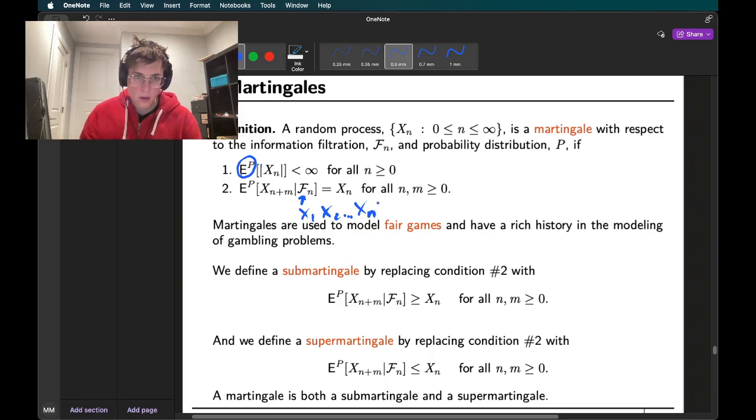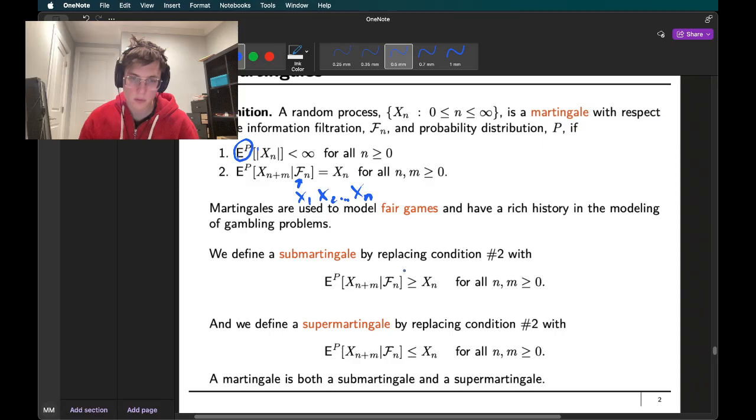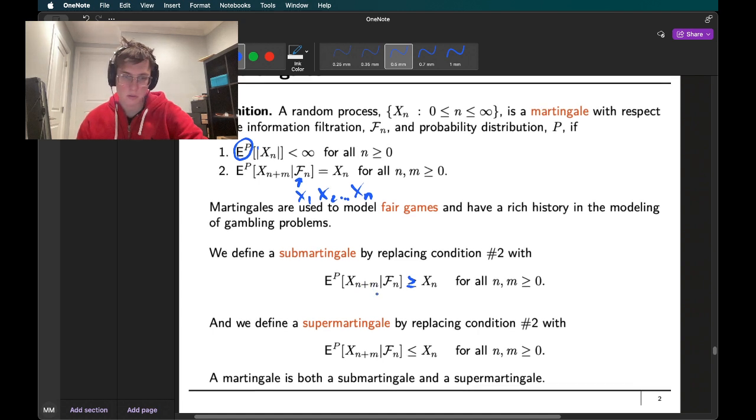Okay. Martingales are used to model fair games and have a rich history in the modeling of gambling problems. We define a sub-martingale by replacing condition number 2 with this, and a super-martingale by replacing condition number 2 with that. A martingale is both a sub-martingale and a super-martingale. So a sub-martingale would mean that the expectation is bigger than or equal to, and a super-martingale means the expectation is less than or equal to.